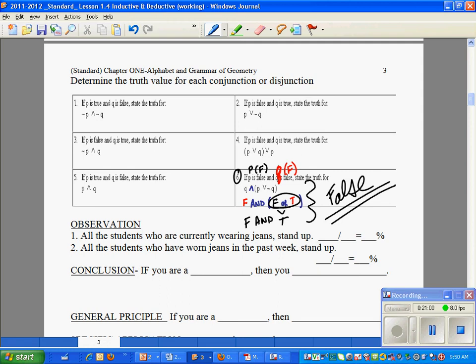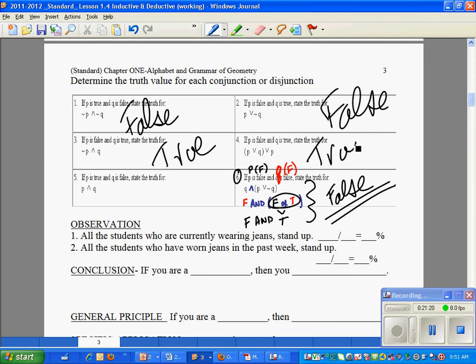All right, do you have them all done? Correct if you need to. Check and correct. Okay, number four. You end up with an or statement. Okay, P is false, Q is true. So underneath that's true or false.